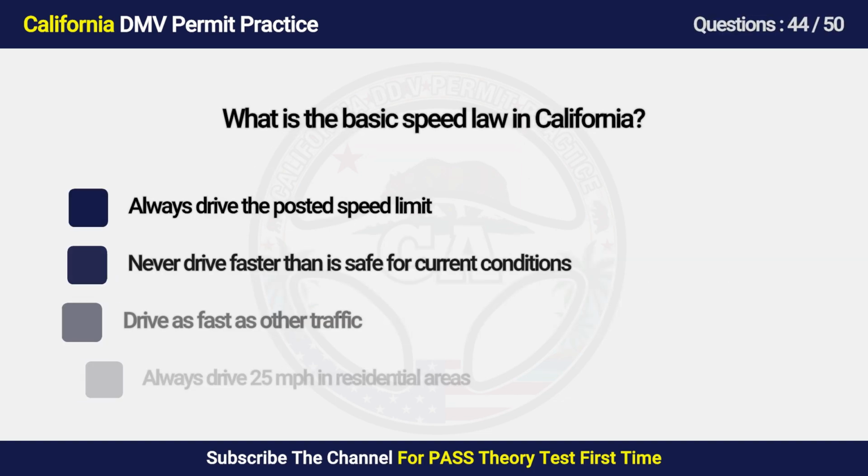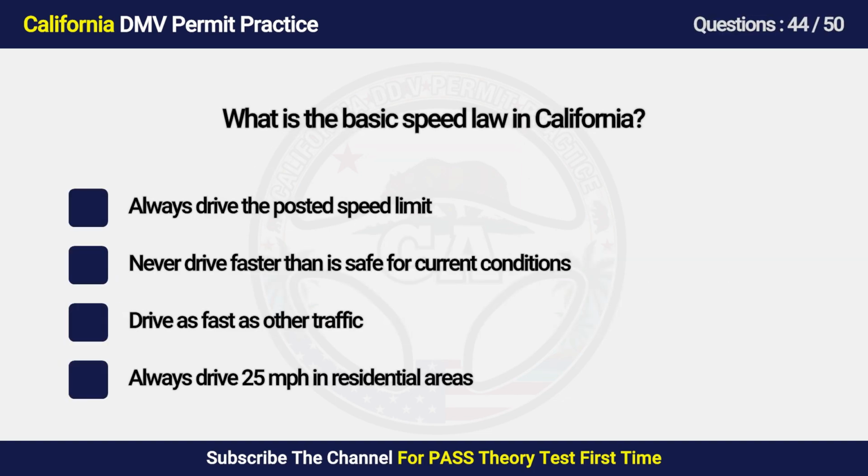Question 44. What is the basic speed law in California? A. Always drive the posted speed limit. B. Never drive faster than is safe for current conditions. C. Drive as fast as other traffic. D. Always drive 25 in residential areas.